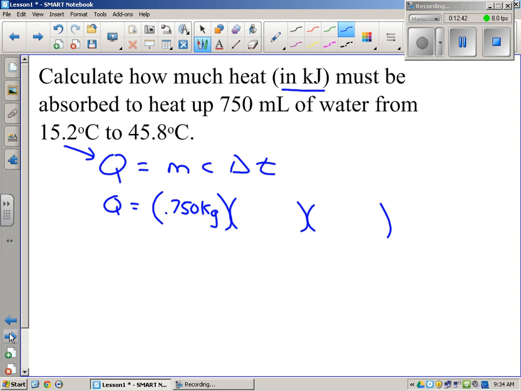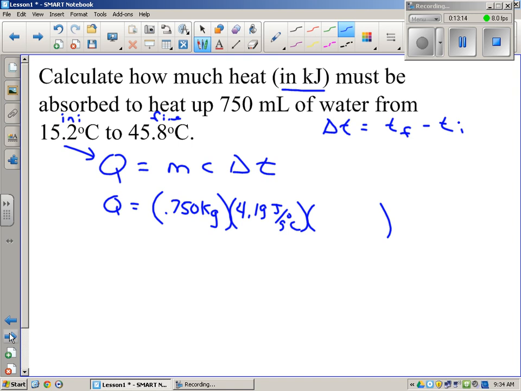I want to see units in here as well. So I want to see kilograms. Specific heat capacity, what's C? What are we talking about? We're talking about water. Water is 4.19 joules per gram degree Celsius. What's the temperature change? We're going from initial to final. So if we think about delta T here, we're going to take the final temperature minus the initial temperature, right?